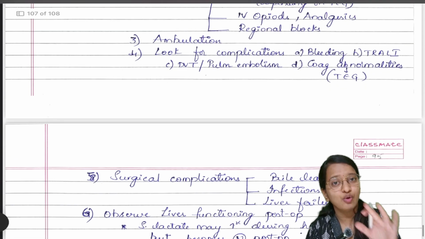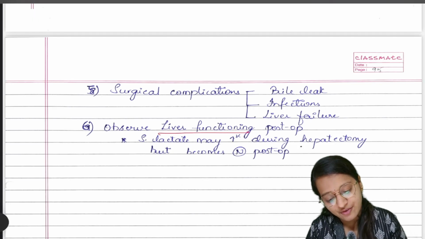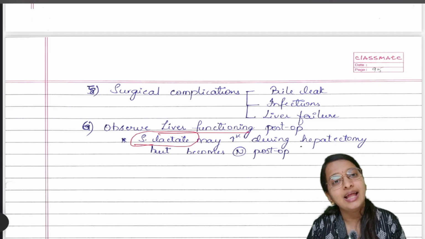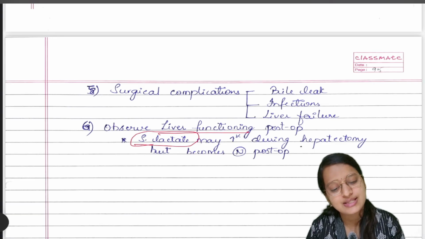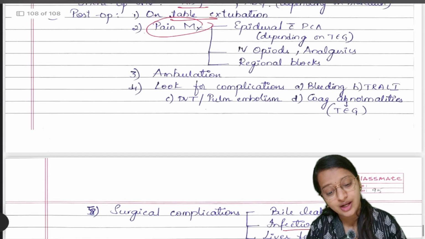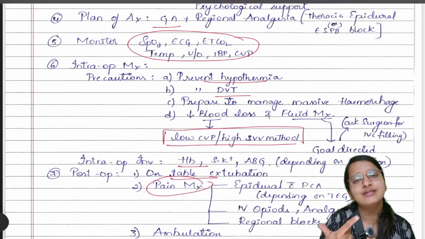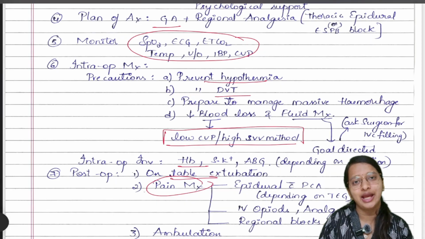So this is about overall. The main thing is liver functioning, which we have to check, and we have to check serum lactate levels and the surgical related complications like bile leak, infections, and liver failure. Okay. So this is about donor hepatectomy. So mainly about hemorrhage and the liver and surgical related complications we have to take care of. Okay.